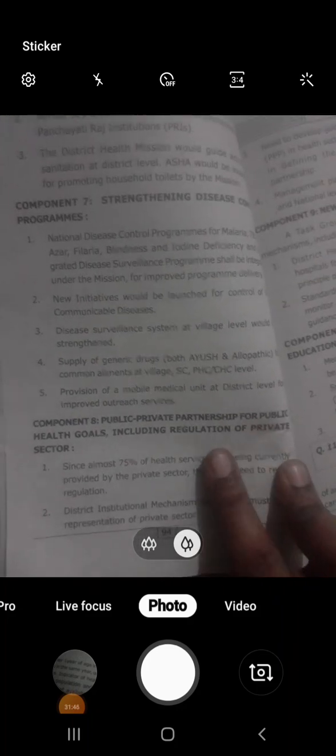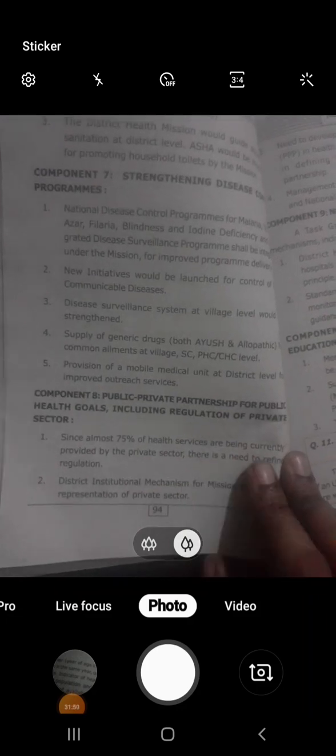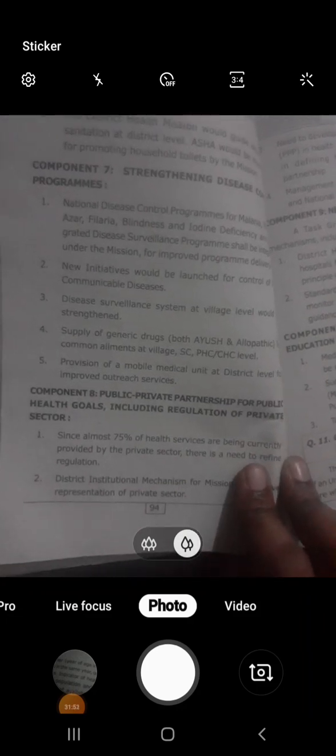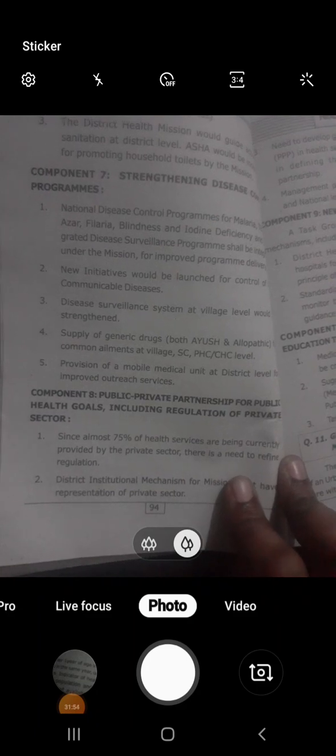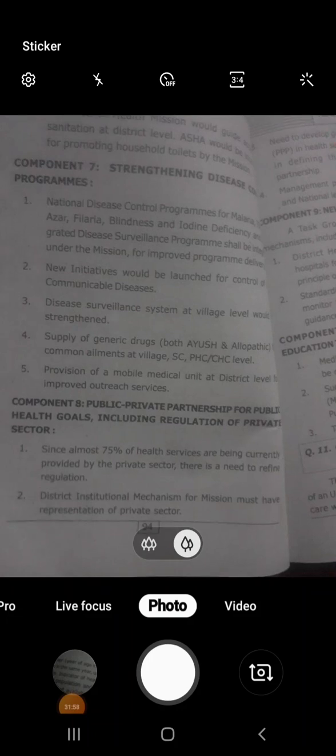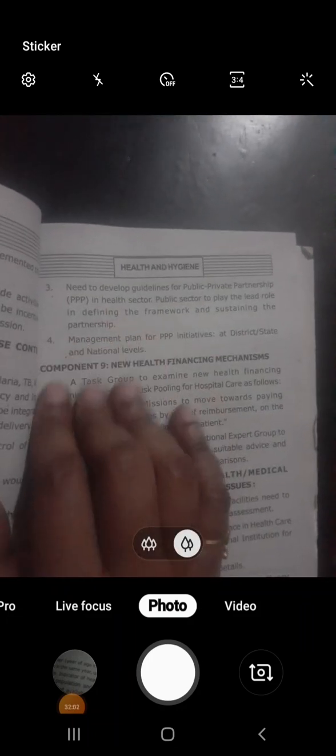And coming to public private partnership for public health goals, 75% of health services are currently provided by the private sector, we can say. There is a district institutional mechanism for the mission also. And here it needs to develop some guidelines for public private partnership, and also a management plan for PPP initiatives at district, state and national levels.